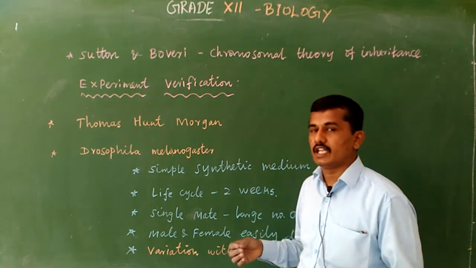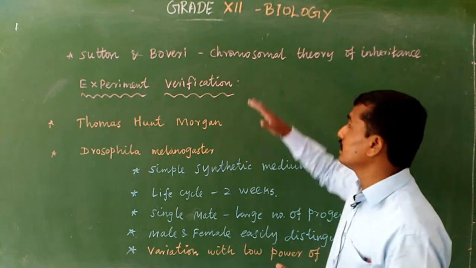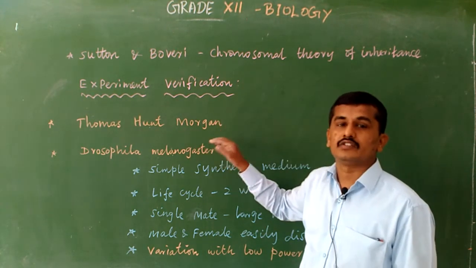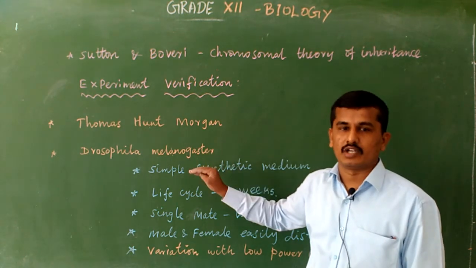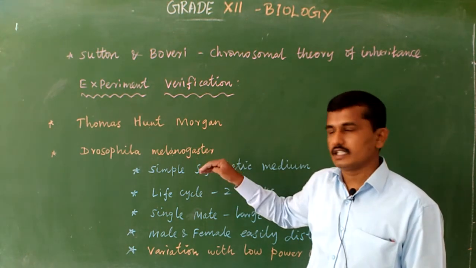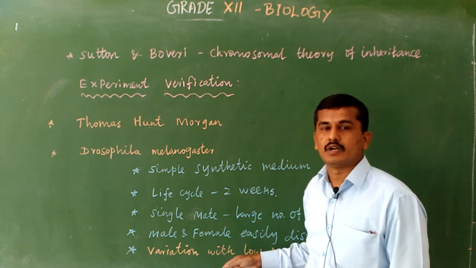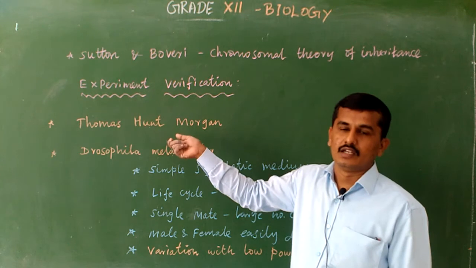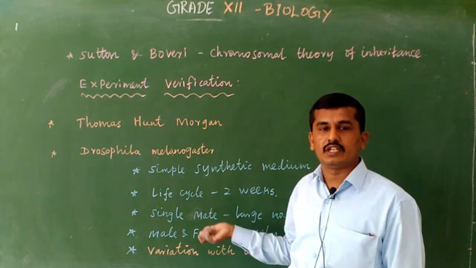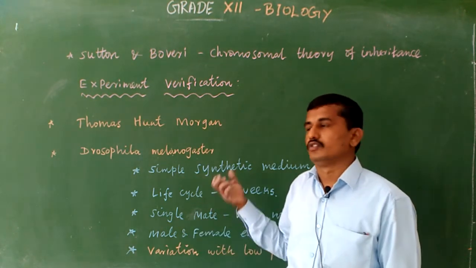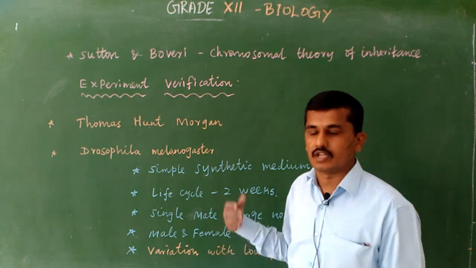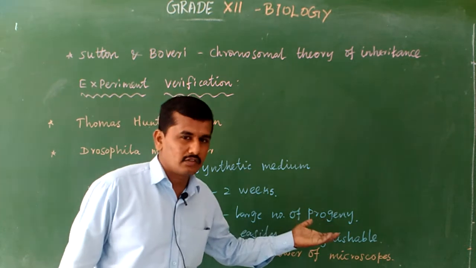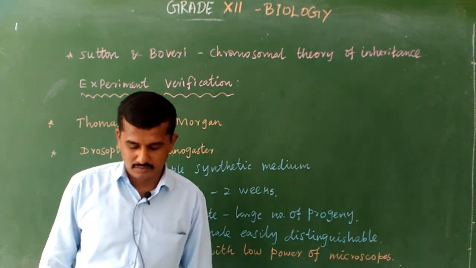For experimentally verifying the chromosomal theory of inheritance, T.H. Morgan selected the organism Drosophila melanogaster. These are the advantageous characters of Drosophila, and these characters are very useful for this research. So T.H. Morgan selected this organism for this research. Then T.H. Morgan's research comes in the next section.